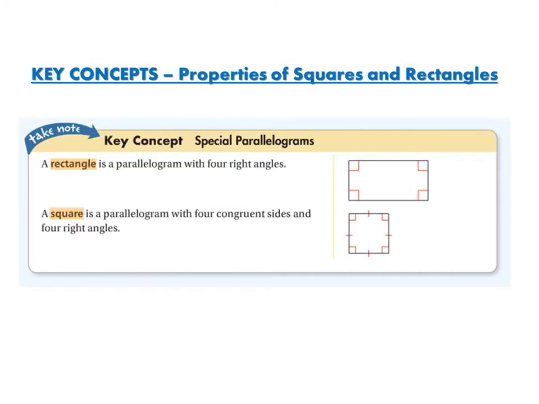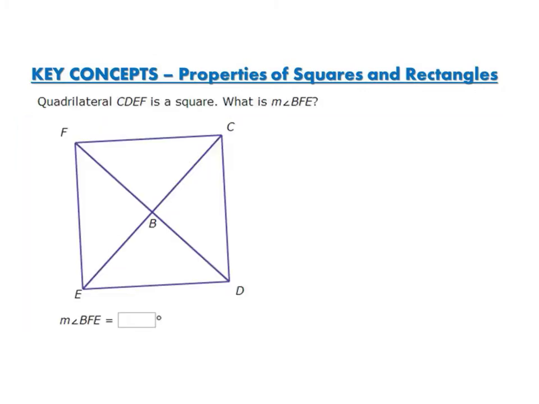A rectangle is a parallelogram. A rectangle is not a square, or it is not always a square. But a square is always a rectangle.